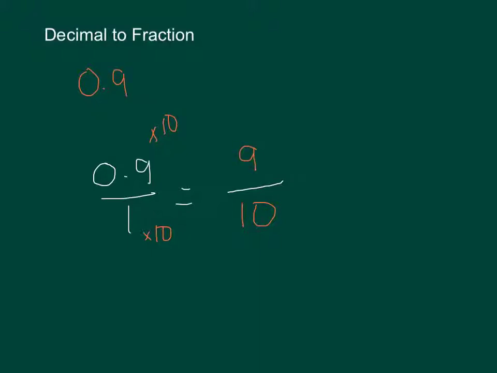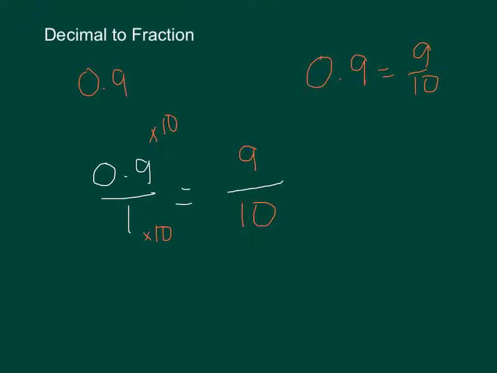So you can just plop that into your calculator, or you can write it out using the long way. So essentially, my decimal of 0.9 is equal to the fraction 9/10. And if you wanted to double check that, if you type in your calculator 9 divided by 10, you should get that decimal.